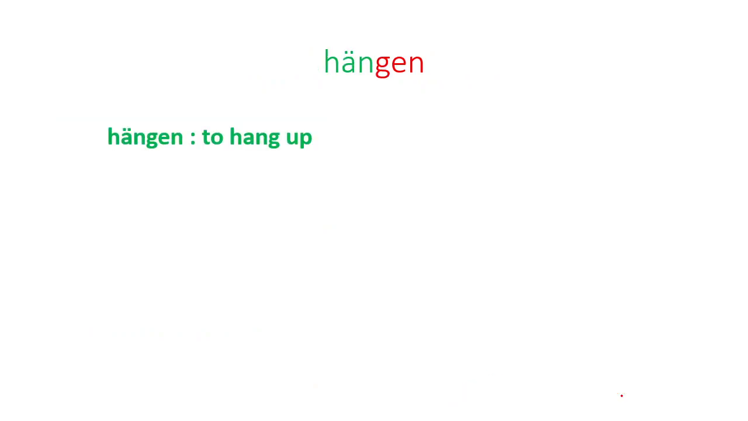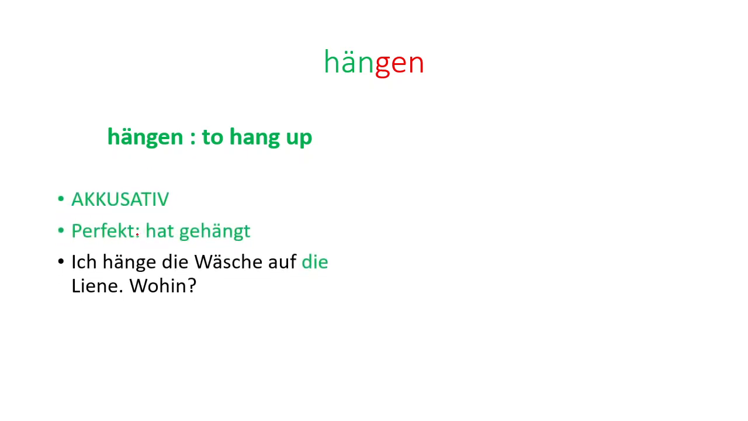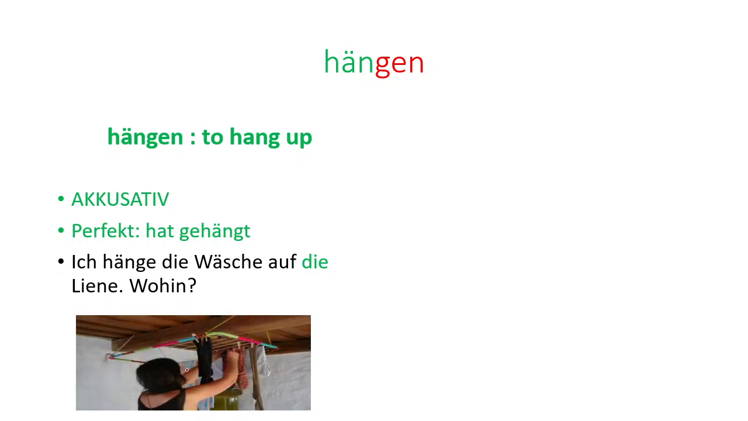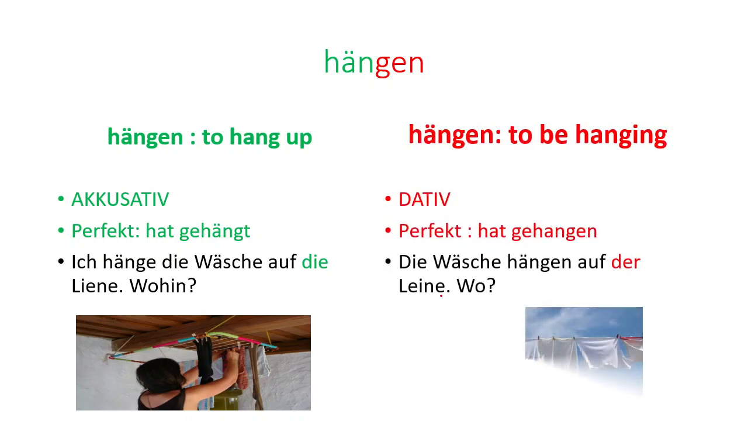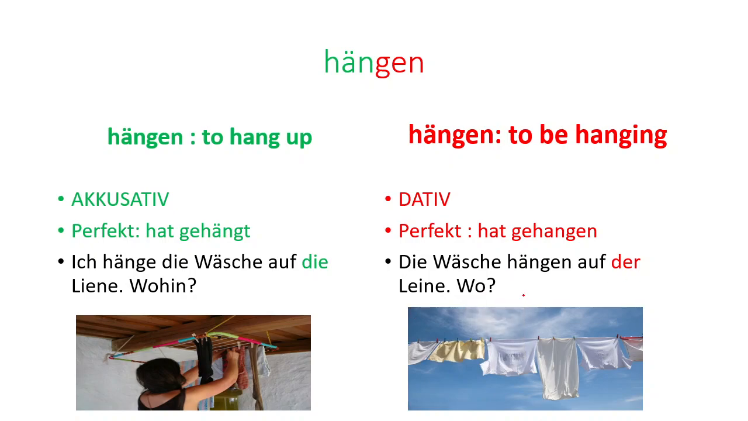Hängen, to hang up. Ich hänge die Wäsche auf die Leine. Wohin? I hang something, so it's accusative, I am doing this action. The laundry hangs on the line: Die Wäsche hängt auf der Leine. Wo? Here nobody is hanging it, so it is dative.